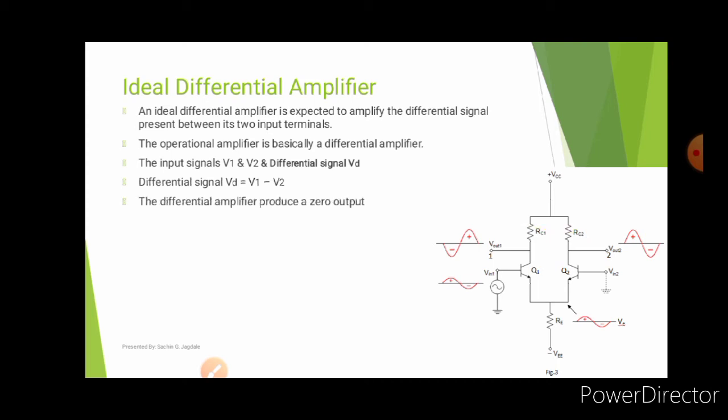The differential amplifier produces a zero output if voltage V1 is equal to V2. When both the inputs are the same, we get zero as the output. So this amplifier will amplify only the difference V1 minus V2 between the input signals. That's why it's called a differential amplifier.